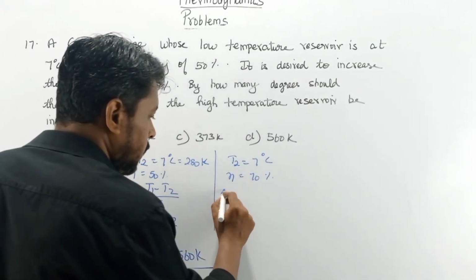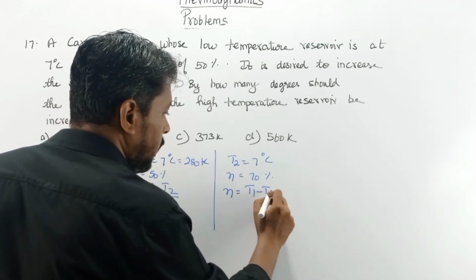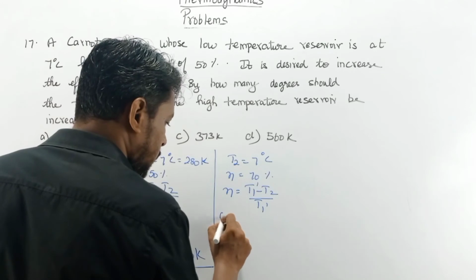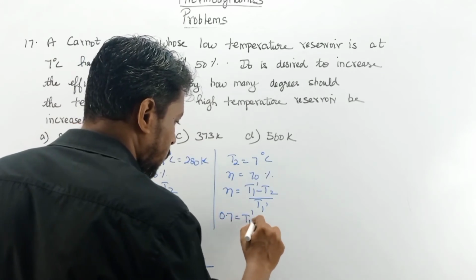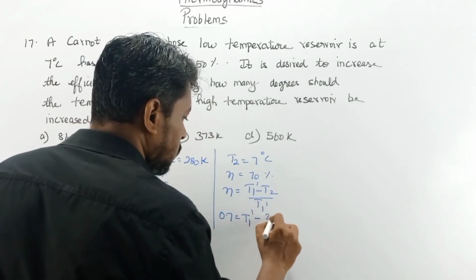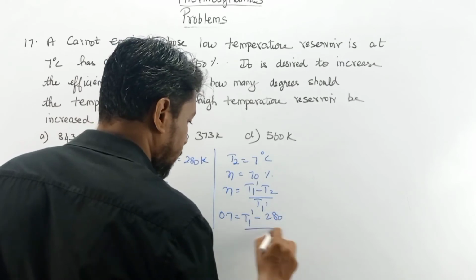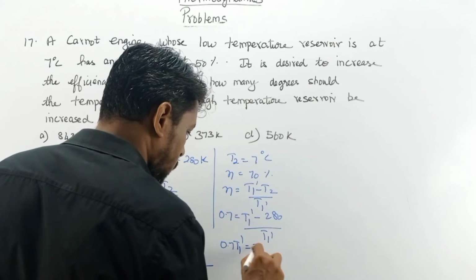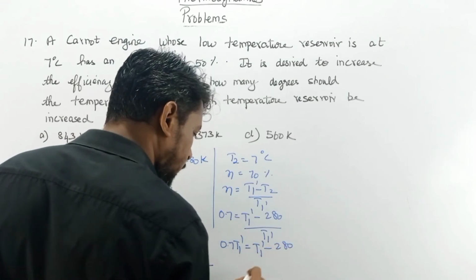For the second case, the efficiency is equal to (T1 minus T2) by T1, and we take the new high temperature as T1 dash. So here 0.7 is equal to (T1 dash minus 280) by T1 dash. So 0.7 T1 dash is equal to T1 dash minus 280.